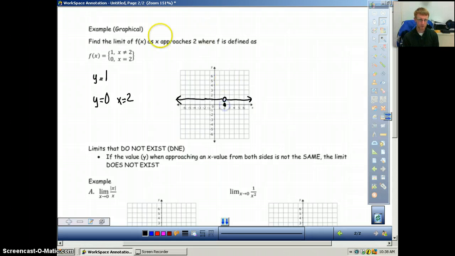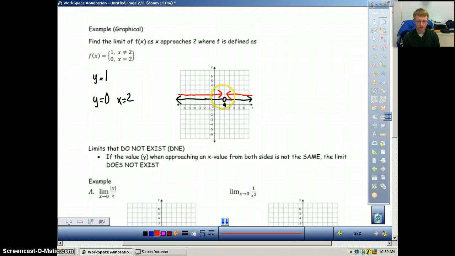So now you look at this graph and it says find the limit of f of x as x approaches 2, where f is defined as, and then we have our function. So we've graphed it. We're going to use the graph to find this. Now, the typical response might be to say, oh, the limit must be 0 because x is equal to 2. No. The limit has to approach the value. It says as x approaches 2. In other words, what is the y value as x approaches 2 from both directions?